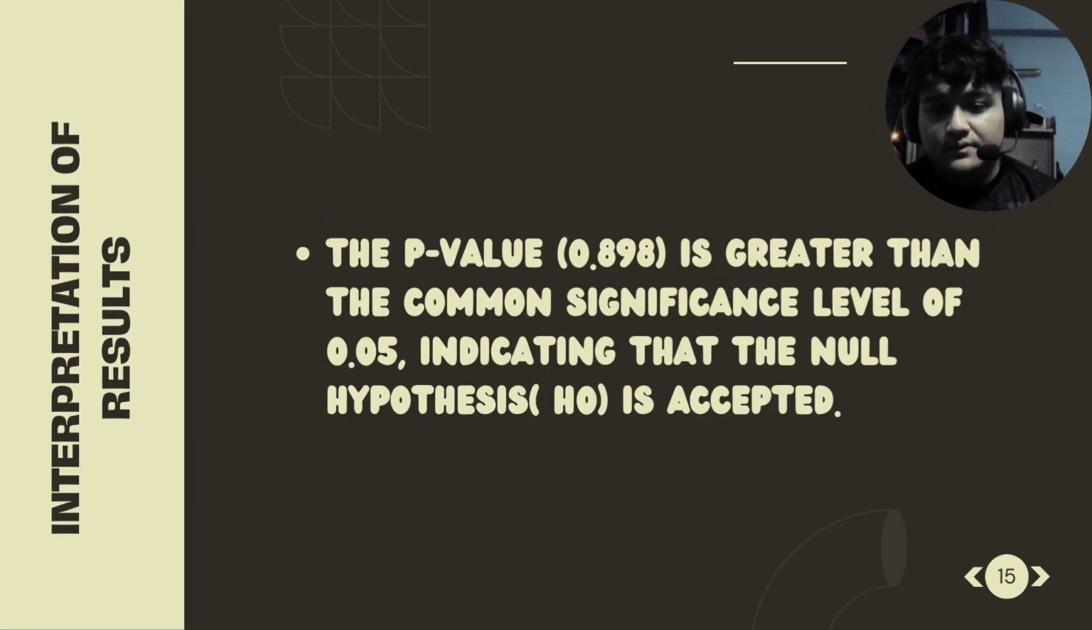So I proceed with hypothesis testing on gender. We will compare hypothesis testing and also descriptive testing. So the interpretation of the result that we got is the p-value 0.898 is greater than the common significance level of 0.05, indicating the null hypothesis is accepted, where female students perform better than male students.